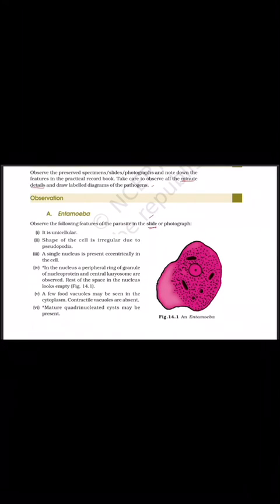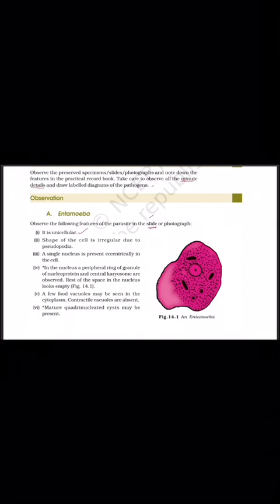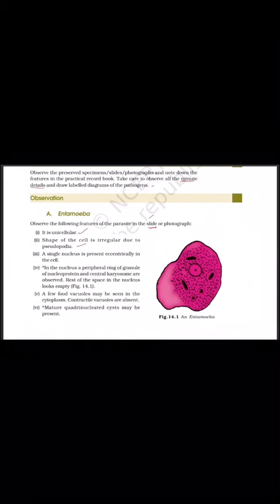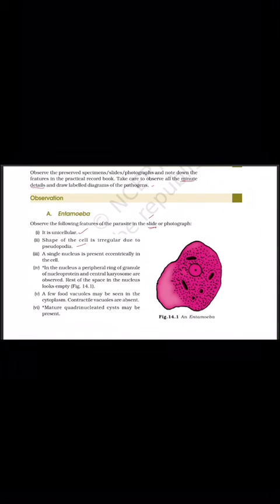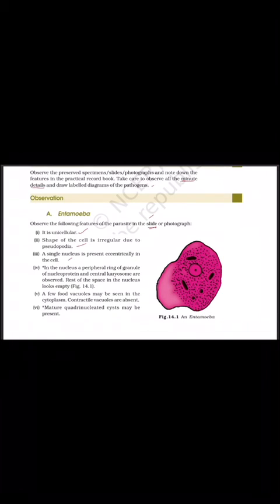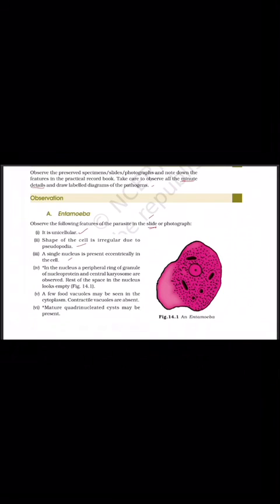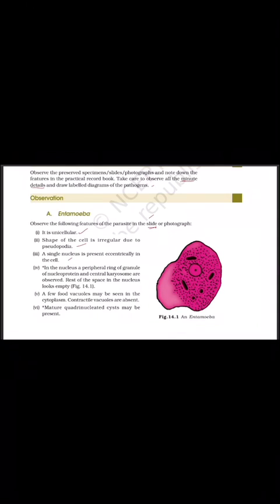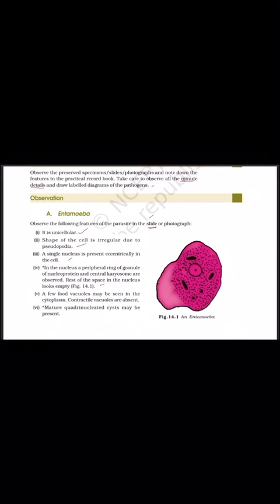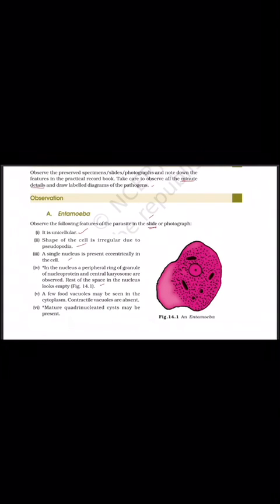So what do you see when you focus it under high power? You understand that Entamoeba is unicellular. The shape of the cell is irregular due to the presence of pseudopodia. Pseudo means false, podia means foot: false foot. A single nucleus is present eccentrically in the cell. In the nucleus, a peripheral ring of granules of nucleoprotein and a central karyosome are observed. The rest of the space in the nucleus looks empty, as in figure 14.1. A few food vacuoles may be seen in the cytoplasm. Contractile vacuoles are absent. Mature quadrinucleated cysts may be present.